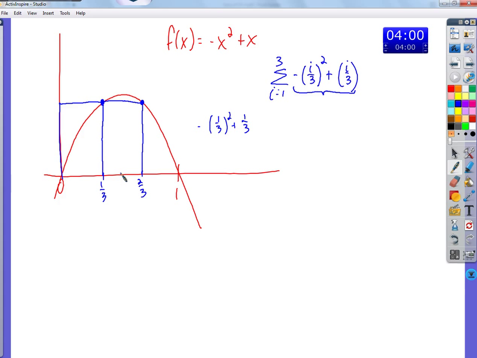1/3. What about this one? Oh, so that's the convenient thing about making them equal width, is we just get to multiply the height times 1/3, the width. Multiply that by 1/3, okay. We could plug in 1, 2, and 3 into this and make 3 different terms and add them all together, or we can use the summation formula.